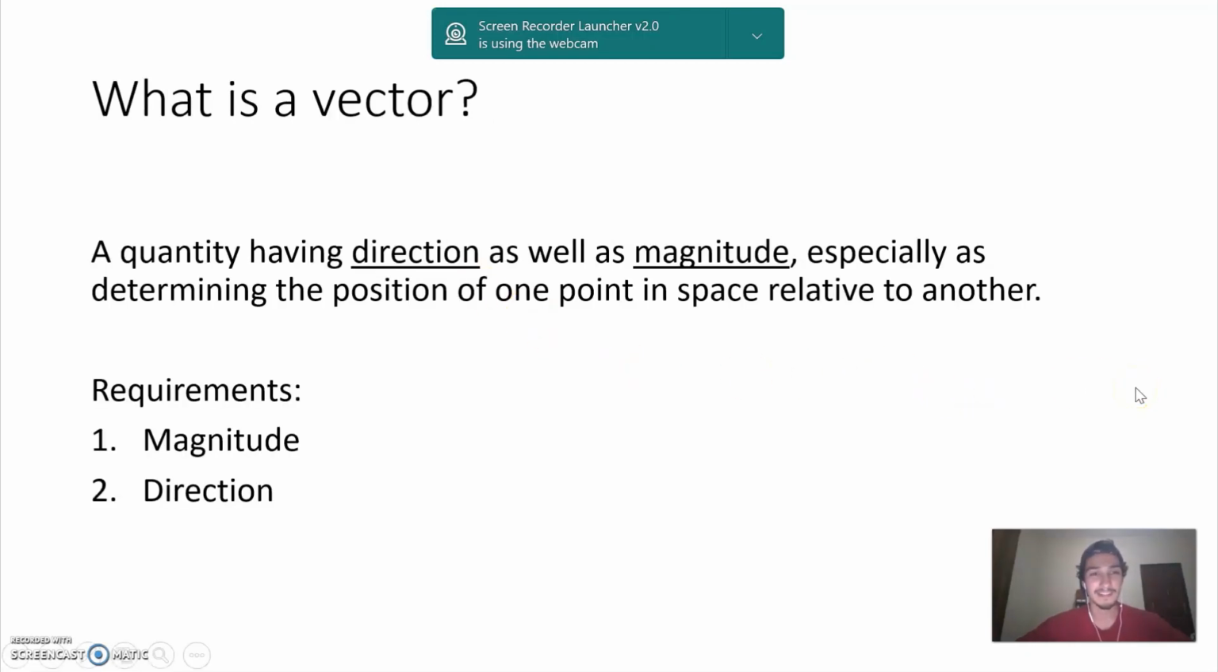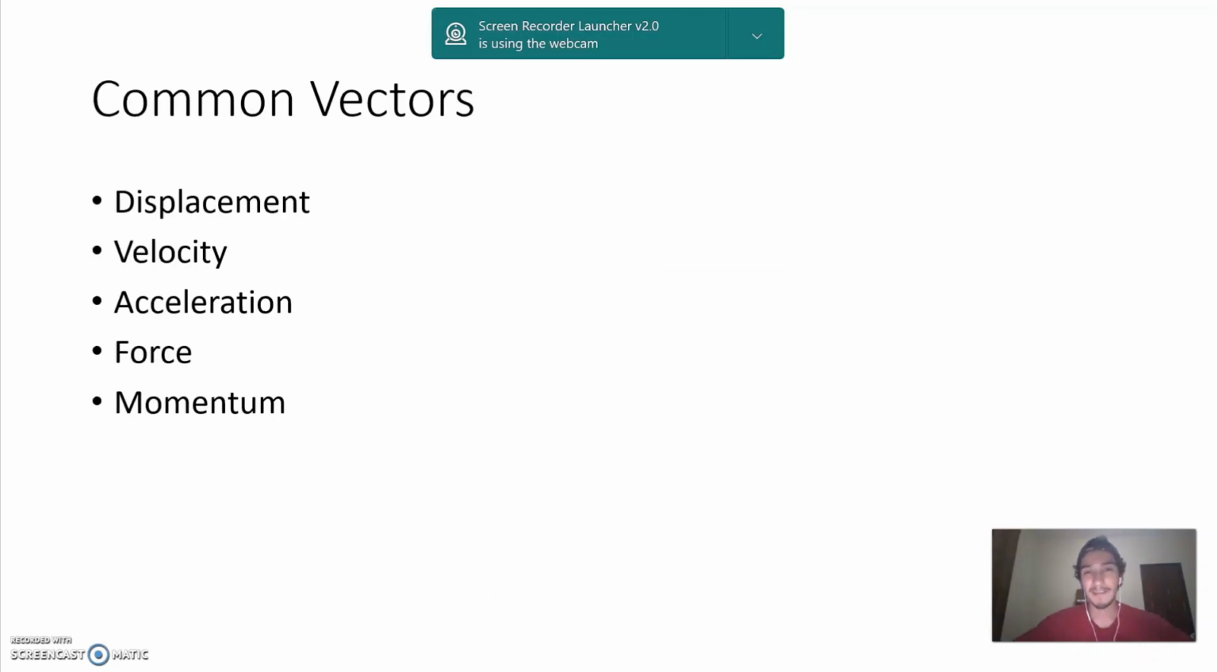All right, now let's discuss what is a vector. A vector is a quantity having direction as well as magnitude, especially as determining the position of one point in space relative to another. So what's really important there is that a vector has magnitude and it has direction. Now I want us to keep that in mind as we move forward. Some vectors that are commonly used in physics are displacement, velocity, acceleration, force, and momentum. And Farhan will actually discuss that with you in greater detail, but for now, let's move on.